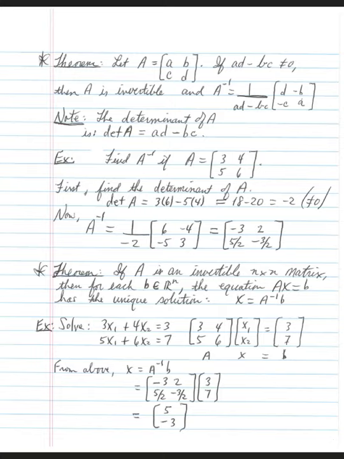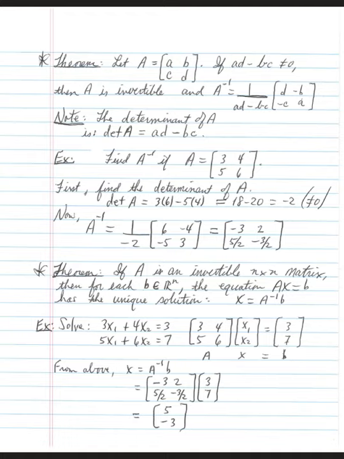Let matrix A be [A, B; C, D]. If A times D, which is the main diagonal, minus B times C is not equal to 0, then matrix A is invertible. The formula for the inverse is 1 over AD minus BC, times the matrix where you switch places of A and D, and then negate B and C. Switch A and D, negate B and C.